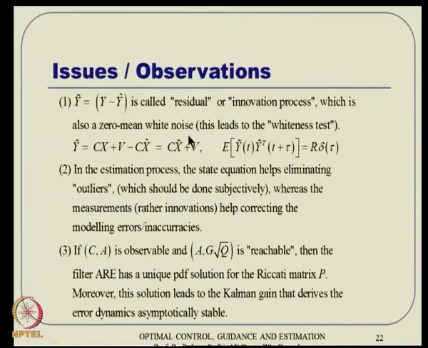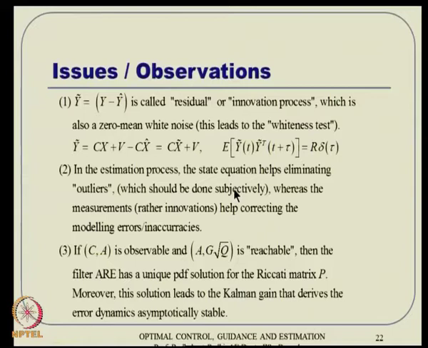In other words, this y tilde has to behave like a white noise. And y tilde is something like Cx tilde plus v, and then the expected value of y tilde y tilde transpose should turn out to be R. That is a kind of whiteness test.